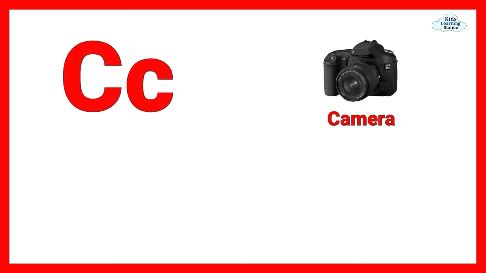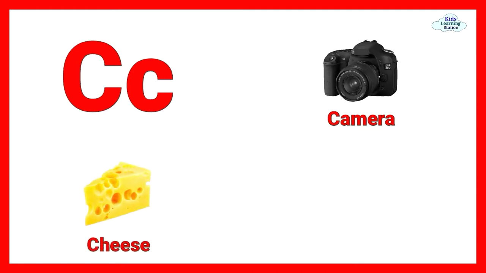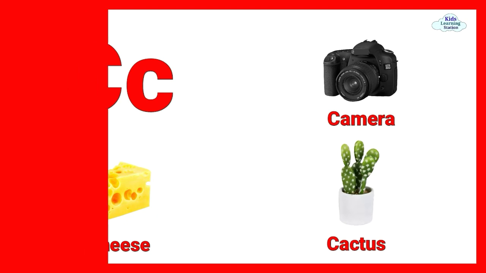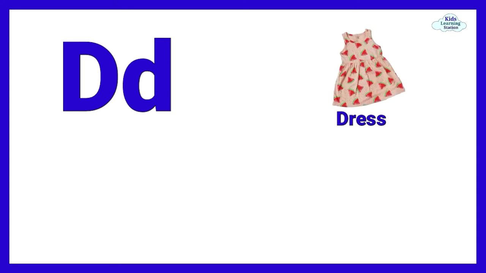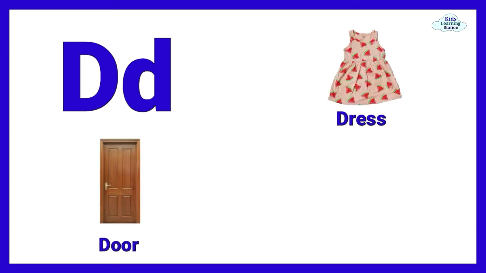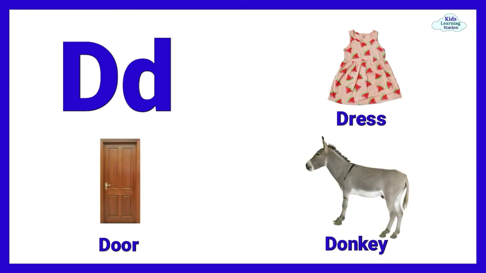C is for camera. Cheese. Cactus. D is for dress. Door. Donkey.